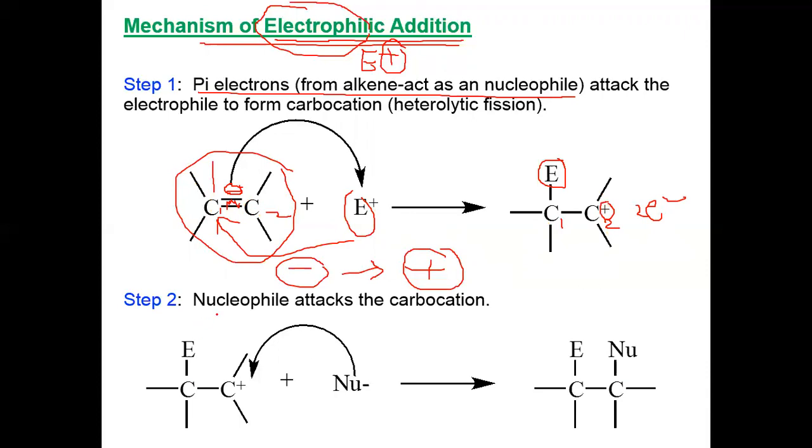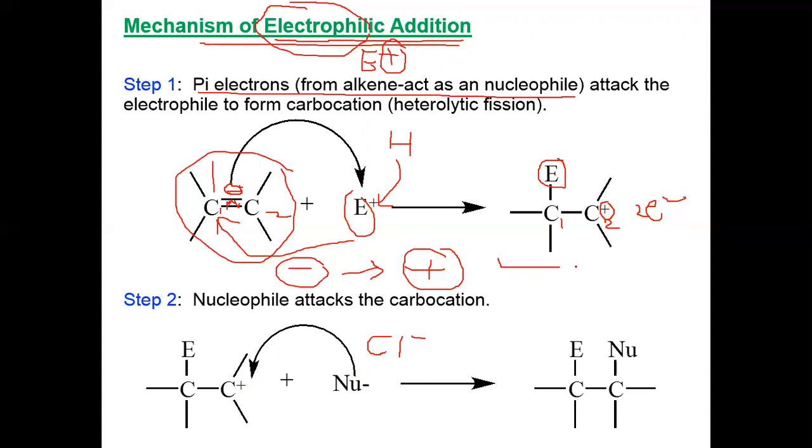So the second step, nucleophile. Remember you still have another part of your equation. For example, this is H. Your E plus is H. Your nucleophile is negative, Cl negative. So you still have Cl negative in your reaction. Cl negative meets positive, negative will attack positive. So the nucleophile will attack your carbocation.